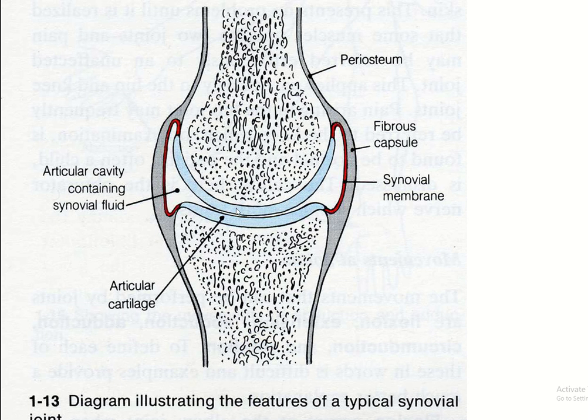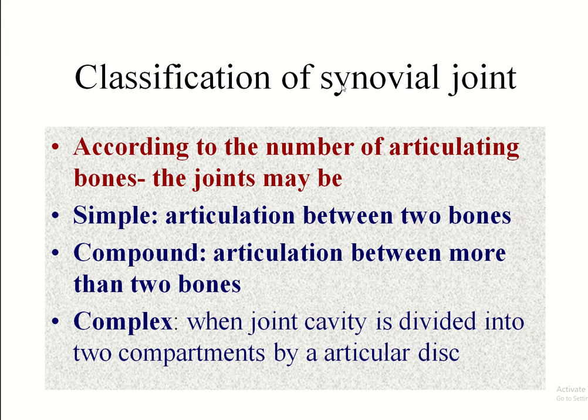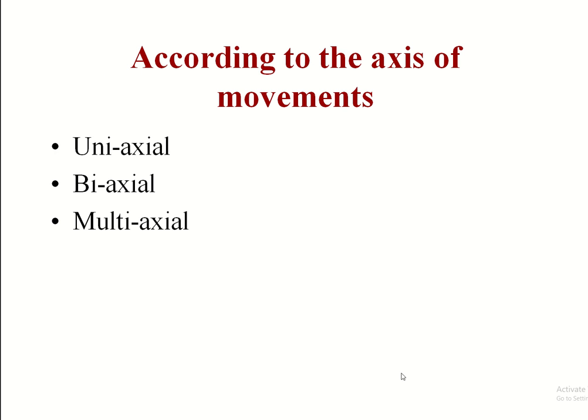So this is single joint cavity. This is articular cartilage and this is the articular capsule, outer fibrous part and inner synovial membrane. And this cavity is filled by the synovial fluid. The classification of the synovial joint according to the number of articulating bones: simple, compound, complex. Simple when the joint is formed by two bones, compound when there are more than two bones, complex when the joint cavity is divided into two compartments by articular discs.